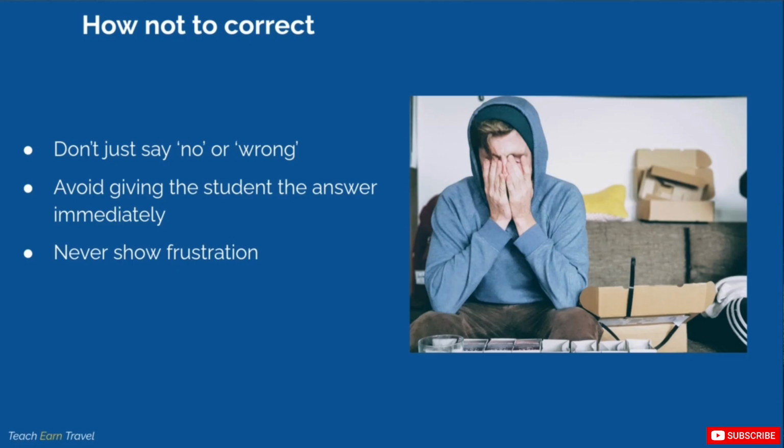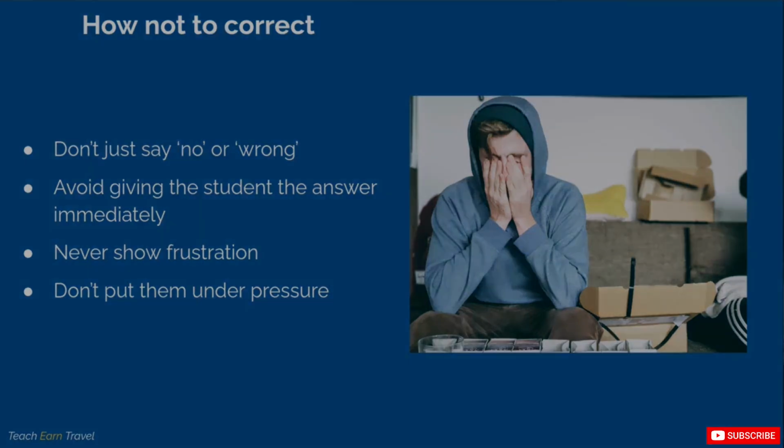If I show that I'm frustrated when my student makes mistakes, this is going to put my student under pressure. And if I put my student under pressure, they're likely to make even more mistakes. And if I'm already frustrated, this is going to create a very negative cycle in the class.